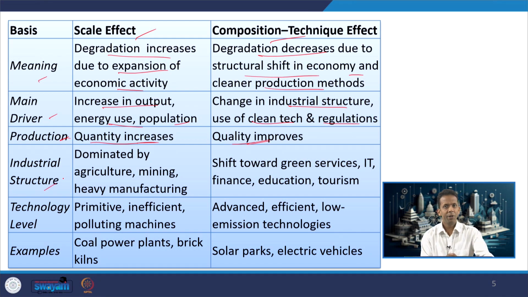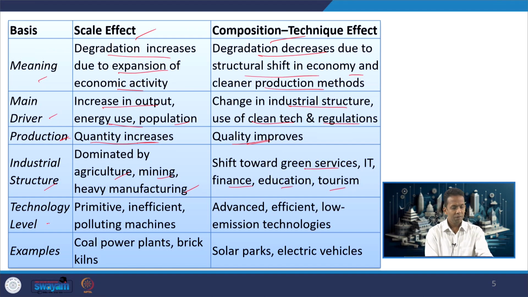Industrial structure is mainly dominated by the big centralized industries like mining, food processing, agriculture, heavy manufacturing, where a huge number of products are made, and they are highly energy intensive. Whereas in composition technique effect, there will be a shift towards green services, IT or service sector, mainly education, tourism, where the economy keeps on growing, but the environmental degradation will not be very significant, unlike these manufacturing and mining industries.